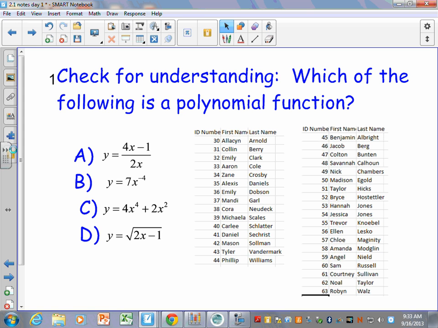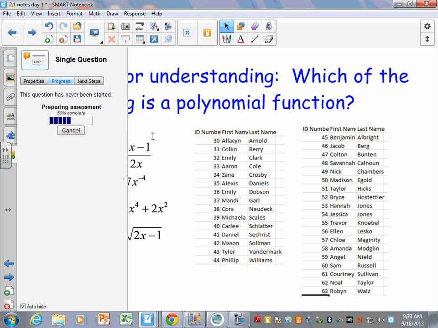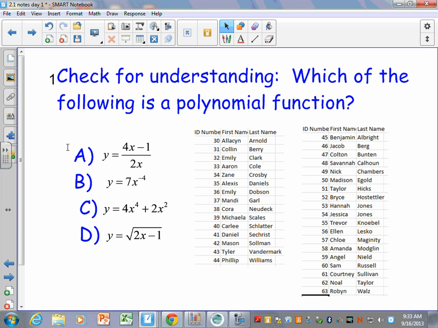So give me a second here. All right, let's see if this works. So I just started this, which means that you should get to sign in, say yes, that's you, and then this says which of the following is a polynomial function, and you're going to hit A, B, C, or D, and you're going to hit enter, and then we'll see if we all understand what polynomial functions are. So which one of these is a polynomial function? A, B, C, or D, hit enter, and then we'll see if we agree or disagree.